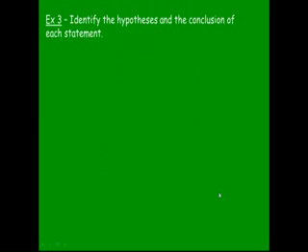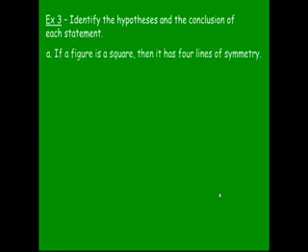So let's look. Identify the hypothesis and conclusion of each statement. If a figure is a square, then it has 4 lines of symmetry. So a figure is a square is the hypothesis, the if part of the statement. Notice my hypothesis does not include the word if. It is just whatever is after the word if. So your conclusion is what's after the word then. It has 4 lines of symmetry. Please remember, if I ask what's the hypothesis, don't say if a figure has a square. Just drop off the if and the then when you're answering that question.